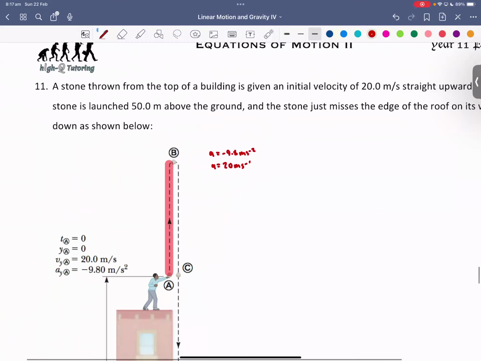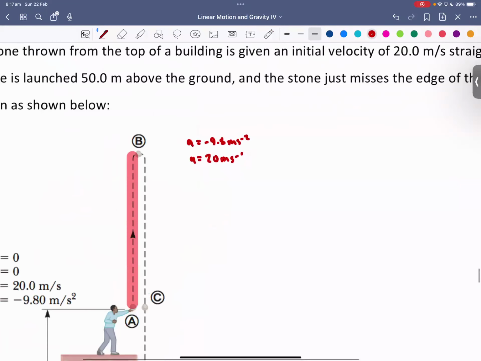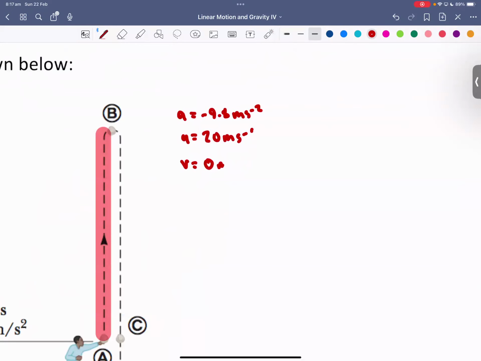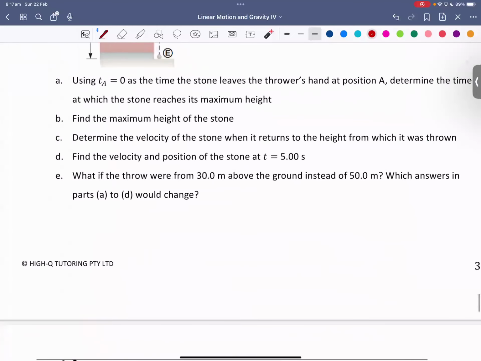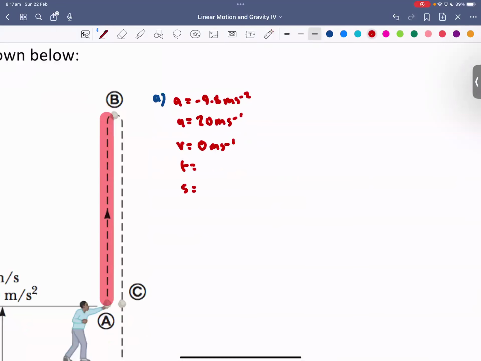We have a velocity. What would be the velocity at the top of its flight? 0. And the question wants a time taken. In fact, I read ahead and part B says find the max height of the stone. So then I need to work out a displacement as well. I need to work out both because I read ahead. So first I'll do V equals U plus AT. V is 0, U is 20, A is minus 9.8, and T is T. Who's got T? What's 20 divided by 9.8? 2.04 seconds.